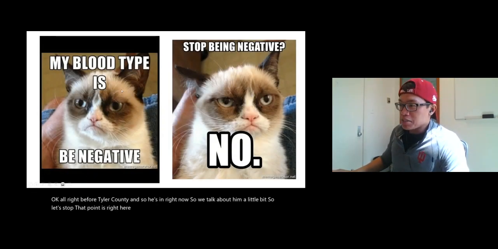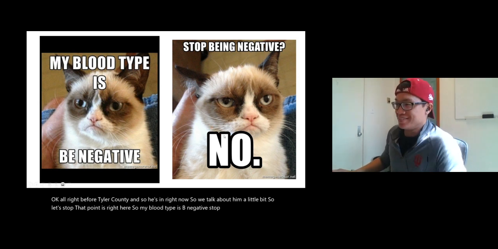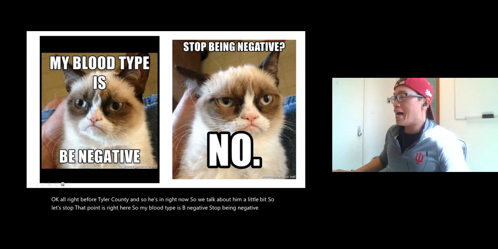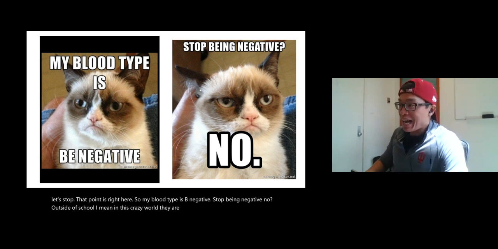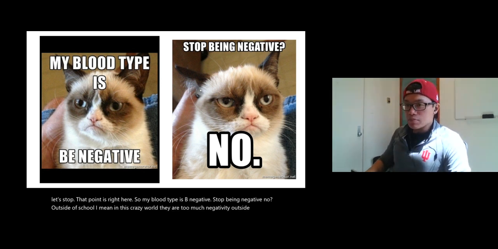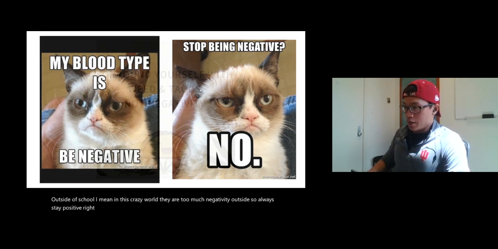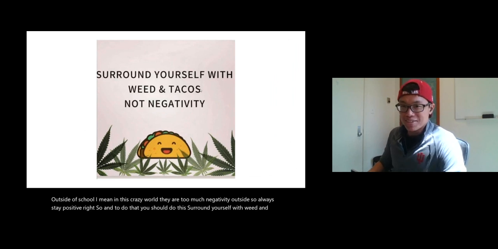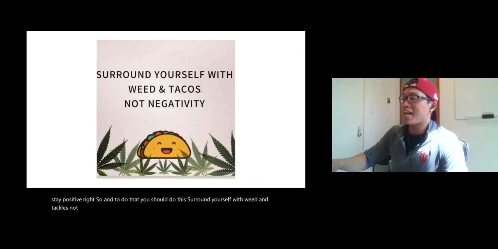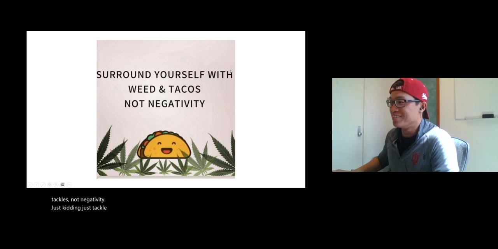So my blood type is B negative. Stop being negative. No. Just want to say, so the outside is cool. I mean, in this crazy world, there is too much negativity outside. So always stay positive, right? And to do that, you should do this. Surround yourself with tackles, not negativity. I'm just kidding. Just a tackle, not weed. No, not weed. No. Okay. All right. Let's check if Tyler is around.